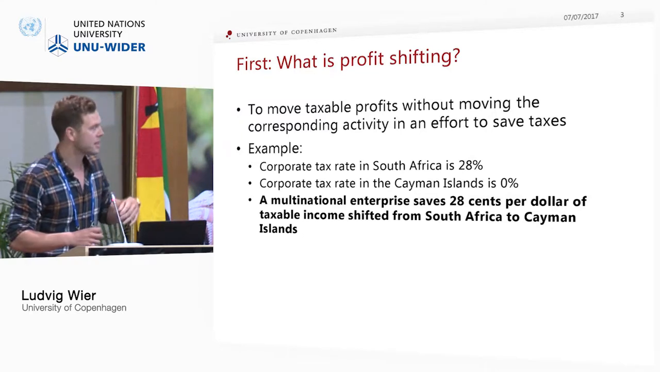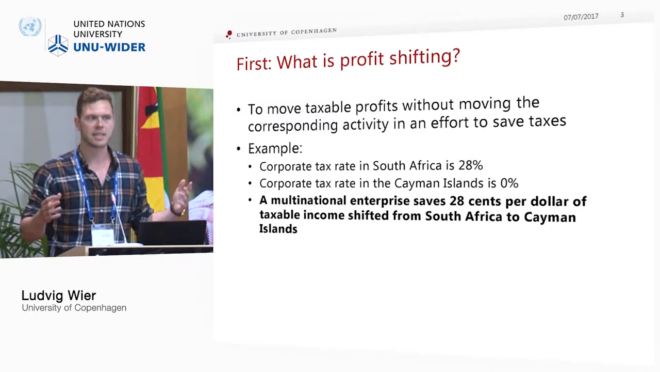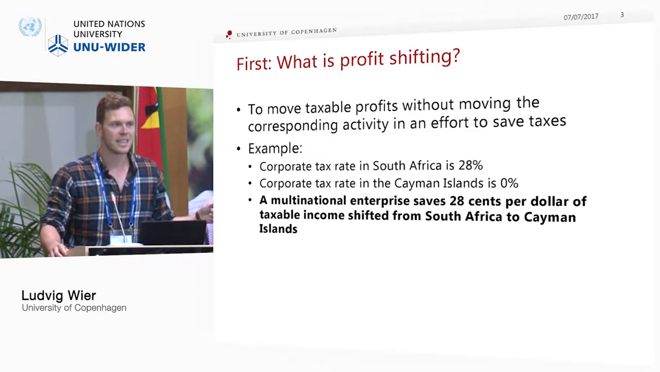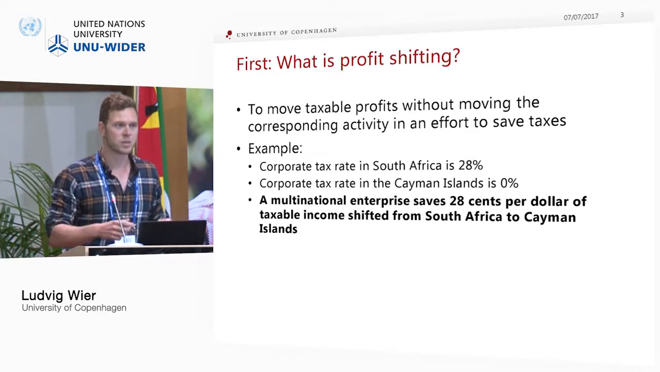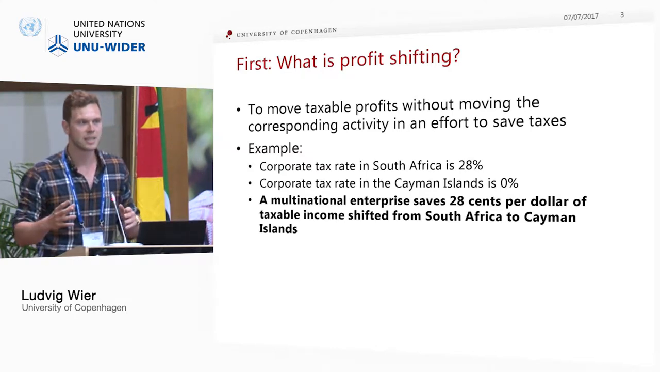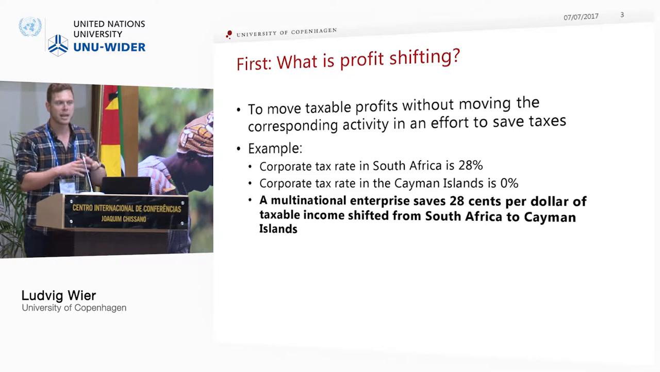Say that you are the owner of a multinational group with a subsidiary in the Cayman Islands and one in South Africa. Then you have a tax incentive to shift reported profits from South Africa to the Cayman Islands. Now, if you do that without moving any actual activity, then you're profit shifting, and this is illegal.